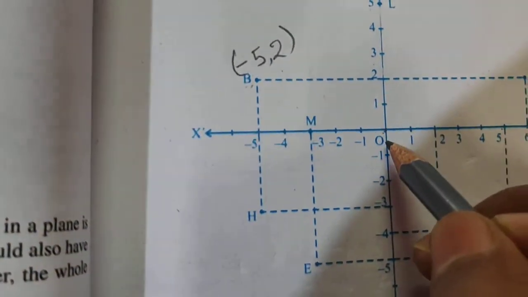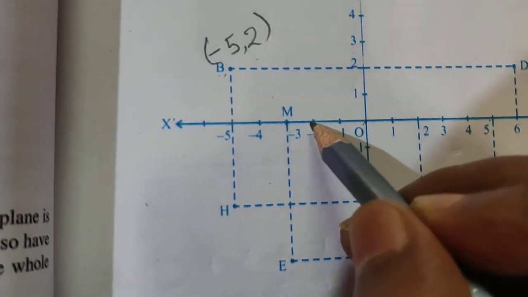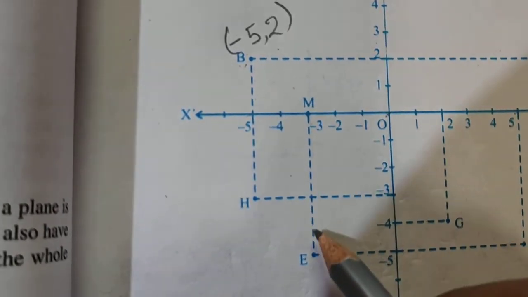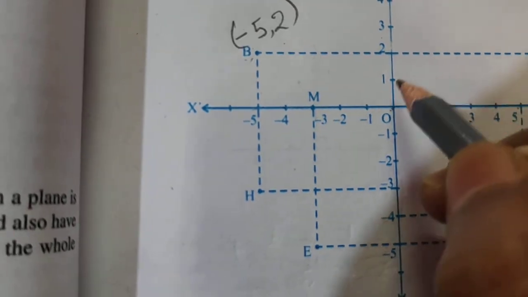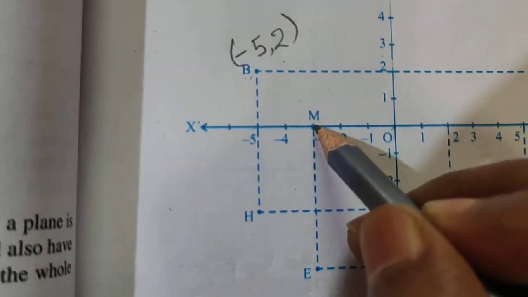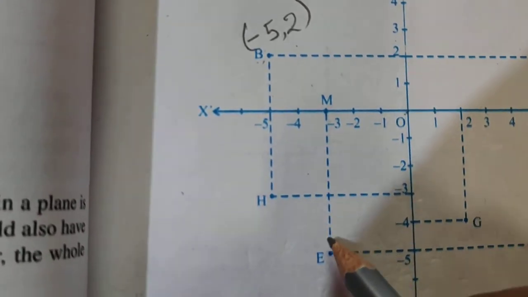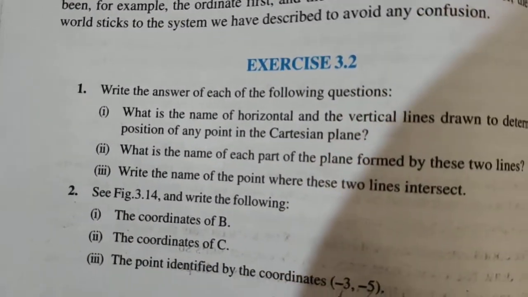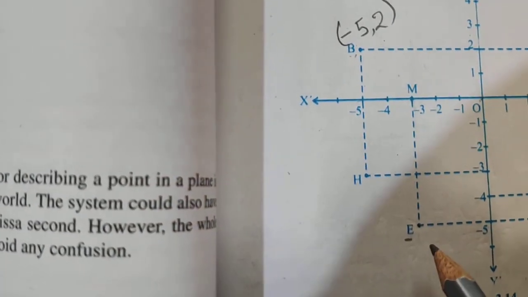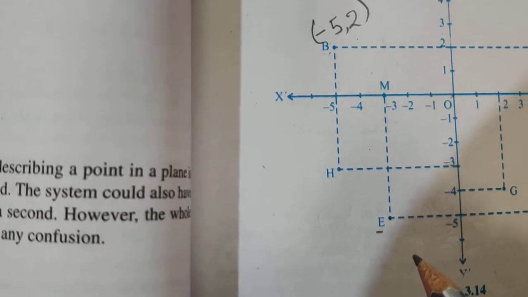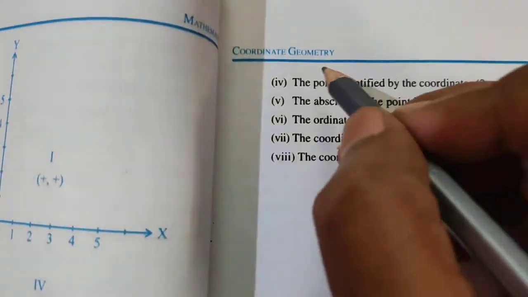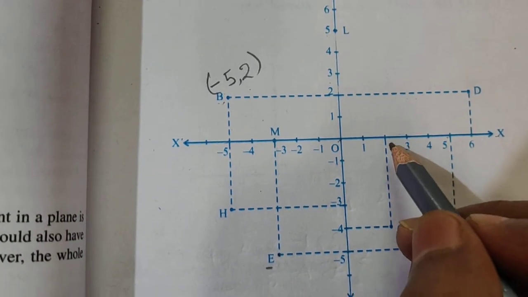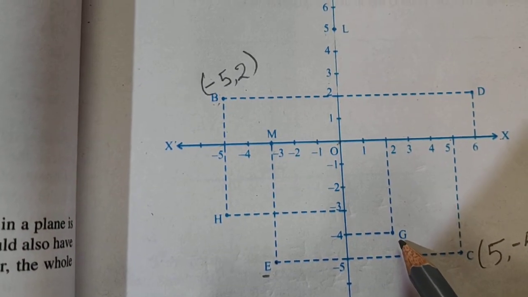So let us start. Minus 1, minus 2, minus 3 and minus 1, minus 2, minus 3, minus 4, minus 5. This one, isn't it? So you will write the point identified by the coordinates minus 3, comma minus 5 is E. Okay. So next, in the same way, the point identified by the coordinates 2, comma minus 4 you will find out. The point identified is G.